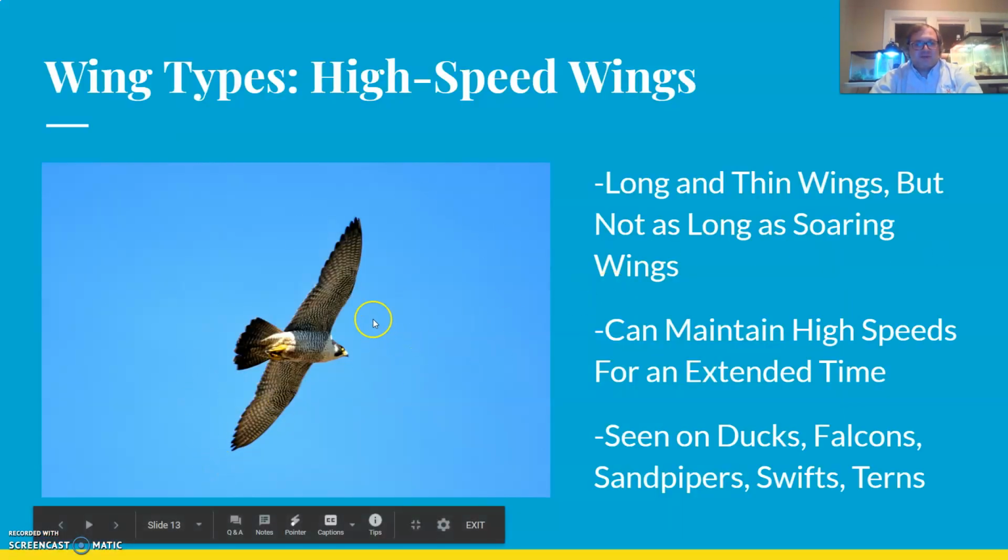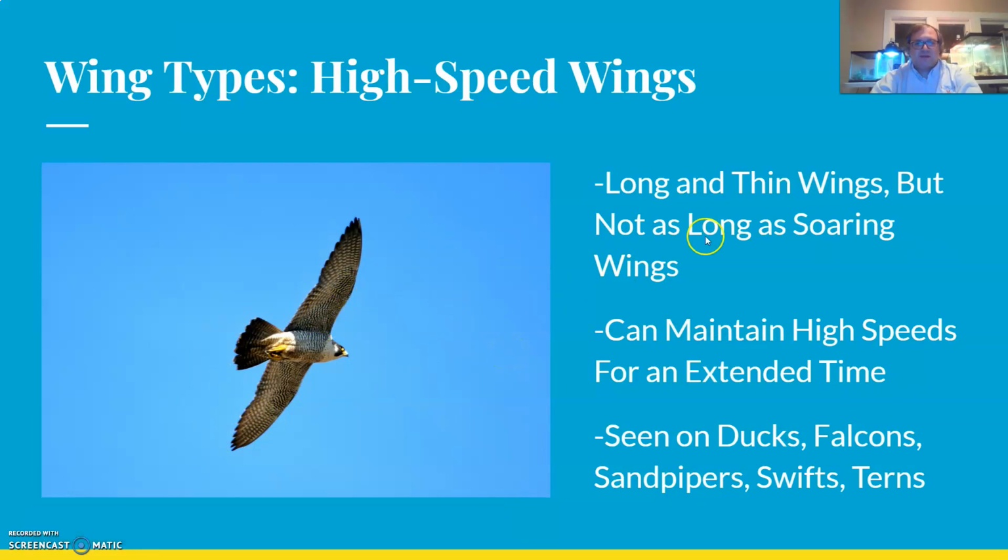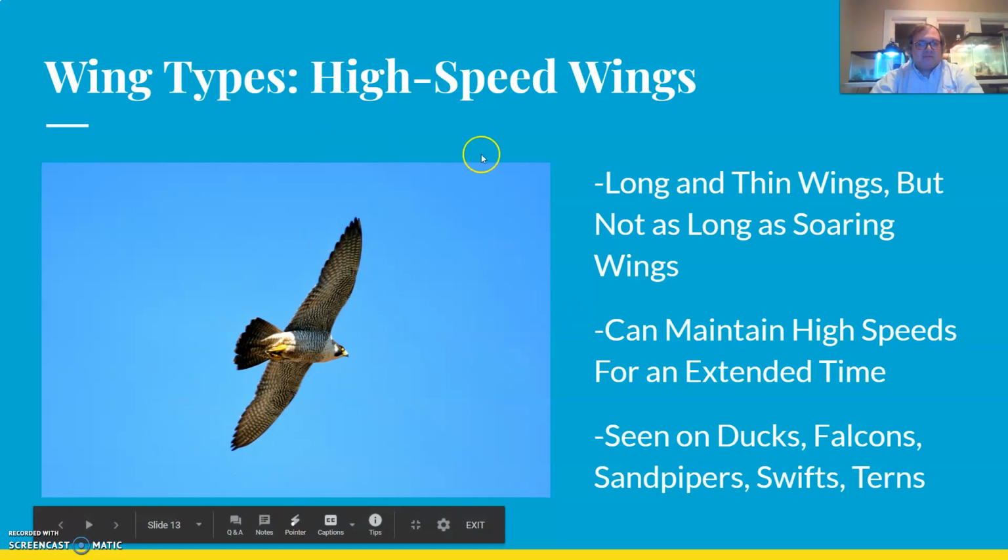And then another type of wing that we're looking at here, we call these high-speed wings. Again, looks similar to our soaring wings. They're long and thin, but not quite as long as the soaring wings relative to the body of the bird. They can maintain high speeds for an extended time period. So again, here we've got a peregrine falcon, fastest bird.